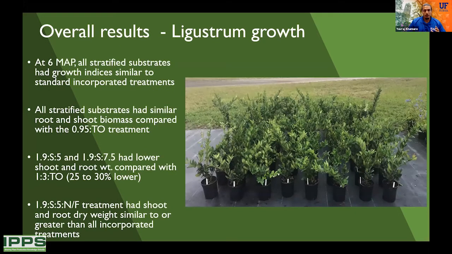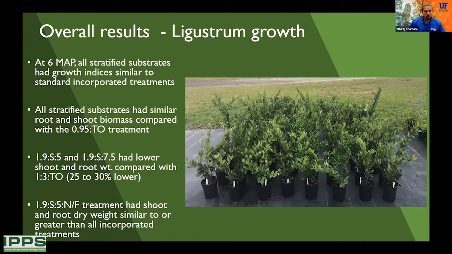And overall for ligustrum at six months after potting them, all the stratified substrate had growth index similar to the standard incorporated treatments. And all the stratified substrate also had similar root and shoot biomass when you compare it to the industry standard 0.95 treatment. So as I said before, there was some difference at 1.9 centimeters stratified at 5 and 7.5 centimeter depth. So it had a lower shoot and root weight compared to the 1.3 incorporated treatment. It had some 25 to 30% lower growth.